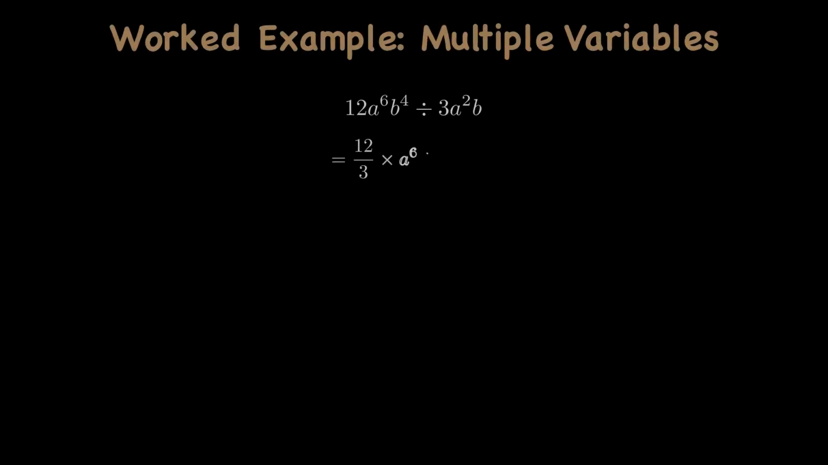Now a harder one with coefficients and 2 variables. Simplify 12a to the 6, b to the 4, divided by 3a squared b. Divide the coefficients. 12 divided by 3 equals 4. For a, subtract the indices. 6 minus 2 equals 4. For b, subtract the indices. 4 minus 1 equals 3. The answer is 4a to the 4, b cubed.